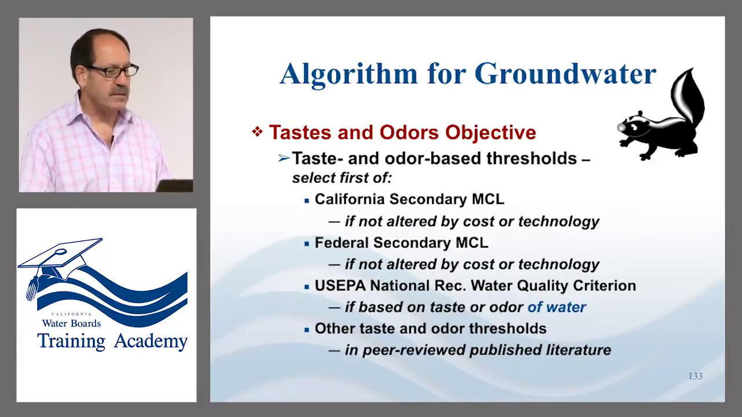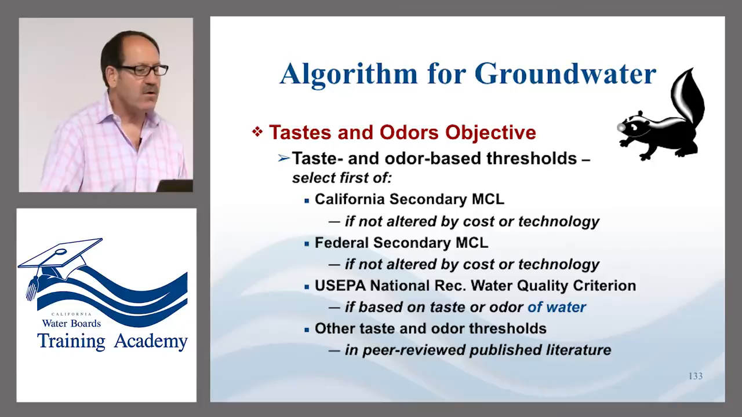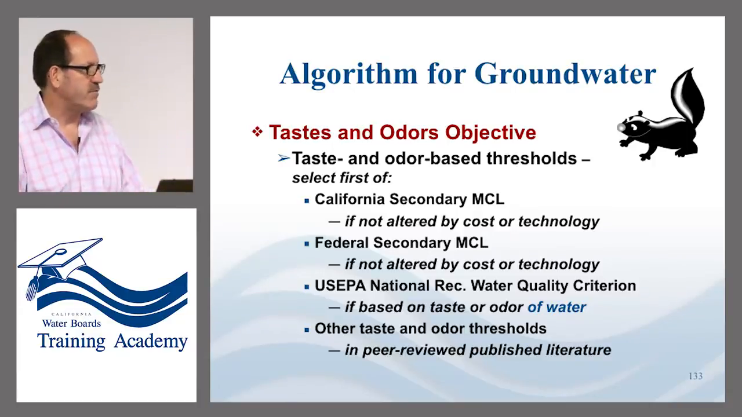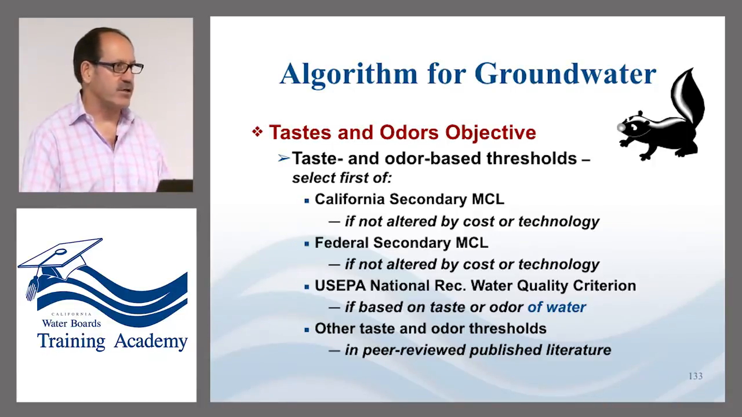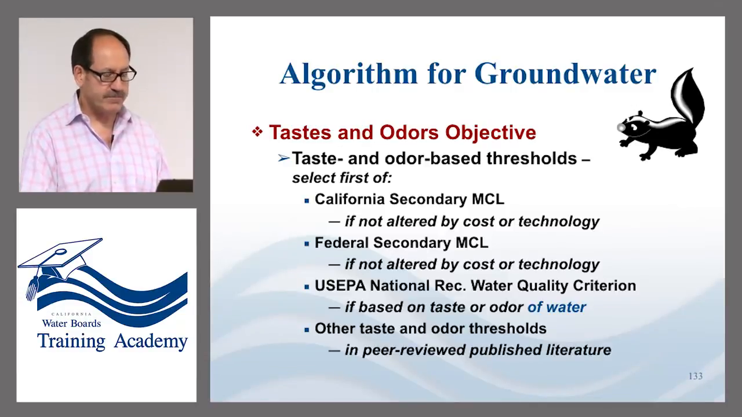Taste and odor, again, a hierarchy. We're starting this time with the secondary MCLs from the California Drinking Water Program, as long as it wasn't altered by cost or technology factors. In other words, it's a risk-based number rather than a risk management-based number. For most secondary MCLs, they've not been adjusted based on technological or economic factors. They're purely human welfare protective. Federal MCLs would be next.